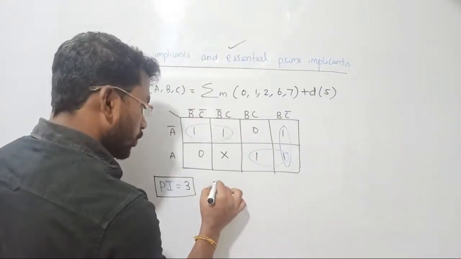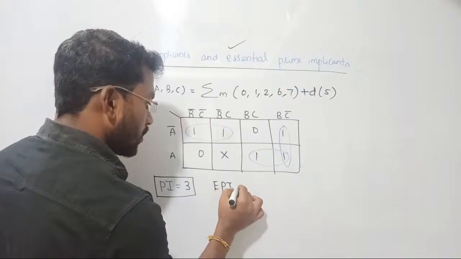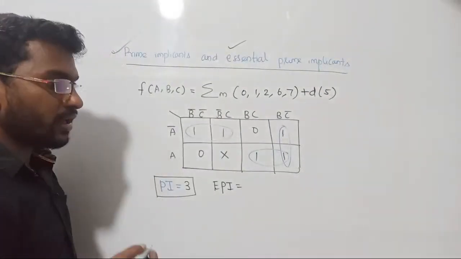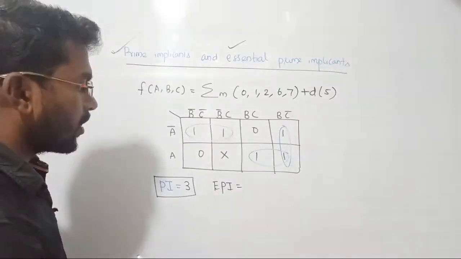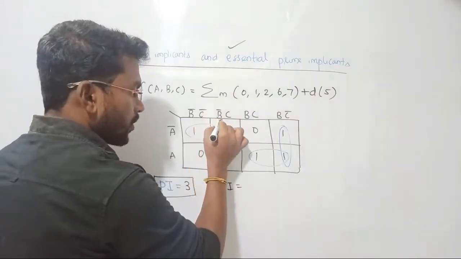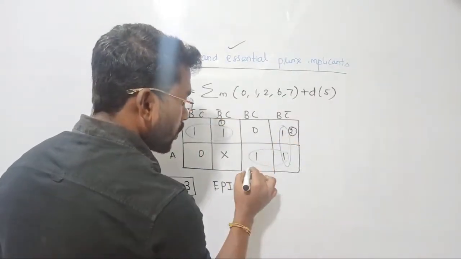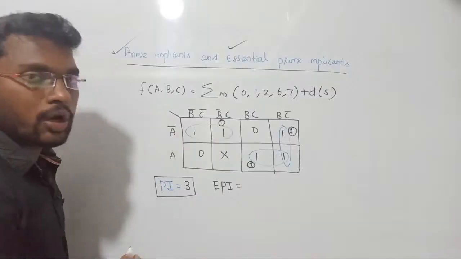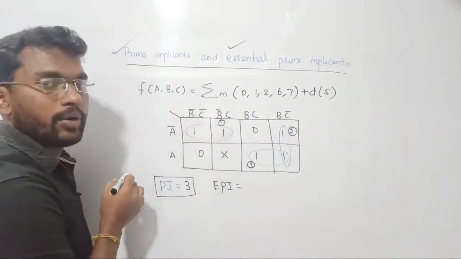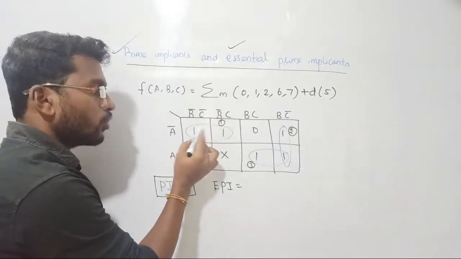Now let us discuss the essential prime implicant. While discussing the essential prime implicant, we have to investigate each and every group separately. What does that mean? In the given function we have observed three groups. This is group number 1, this is group number 2 and this is group number 3. Now let us take group number 1. We have to observe how many ones are in group number 1. See, in group 1 I have two variables, correct?